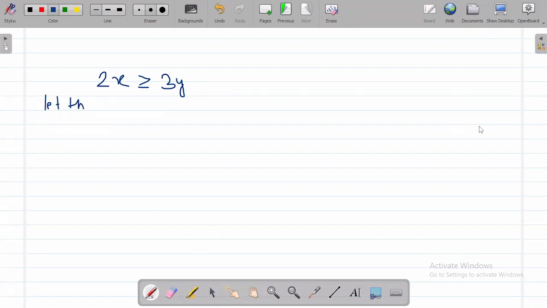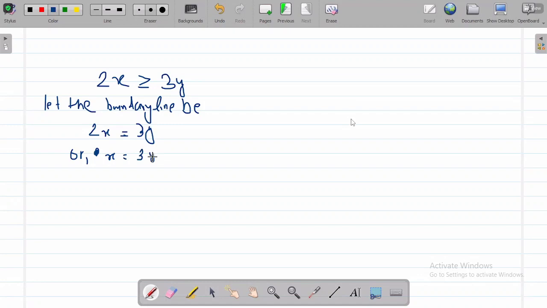Let the boundary line be 2x equals to 3y. Now you can make x alone or y alone, that is your choice. Sorry. So it will be x equals to 3y by 2. Now let's tabulate the value of x and y by making the box.